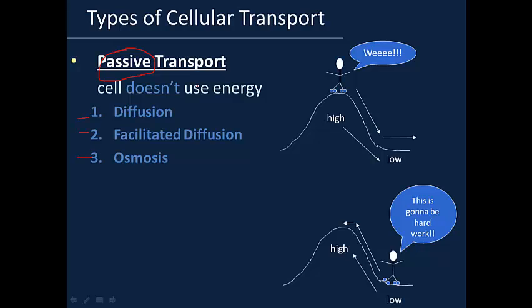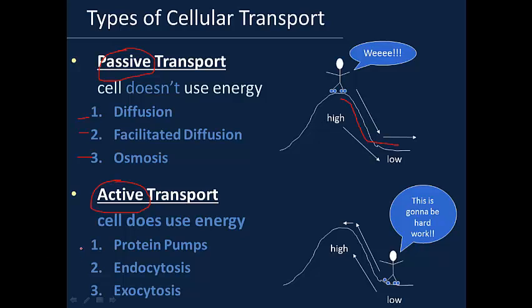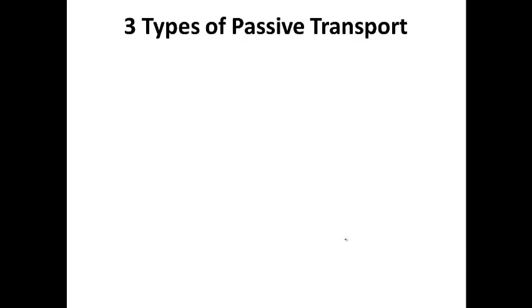We're going to be talking about 3 different types of passive transport called diffusion, facilitated diffusion, and osmosis. So I like to think of this as going down a hill. Okay, it takes no work at all. You're having fun. You're going from high to low. Active transport is the opposite. Active means you're using energy. We're going to be talking about protein pumps, endocytosis, and exocytosis. This requires work, so it's like you're going back up the hill in rollerblades.